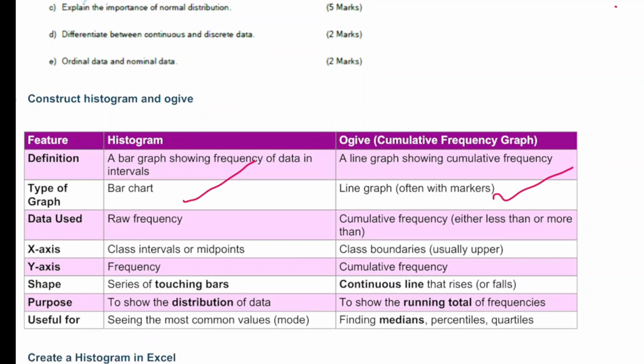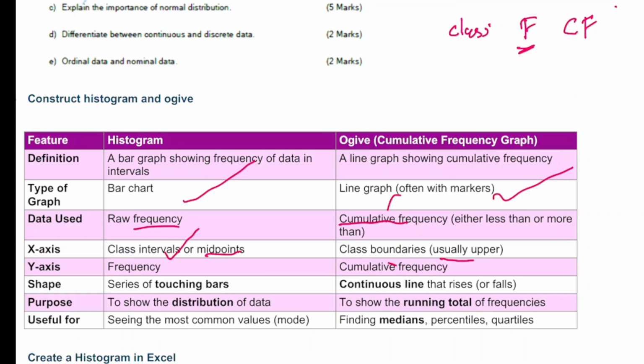What is the data used? We normally know when we are talking about data in statistics, we have class and frequency. So for the histogram, it uses frequency. For the OGIF, it uses cumulative frequency. So the keyword here is cumulative, while here it uses frequency. And then the x-axis, both of them share the same thing, class intervals. But for histogram, mostly it uses class intervals or midpoints. For the OGIF, it usually uses the upper or lower.